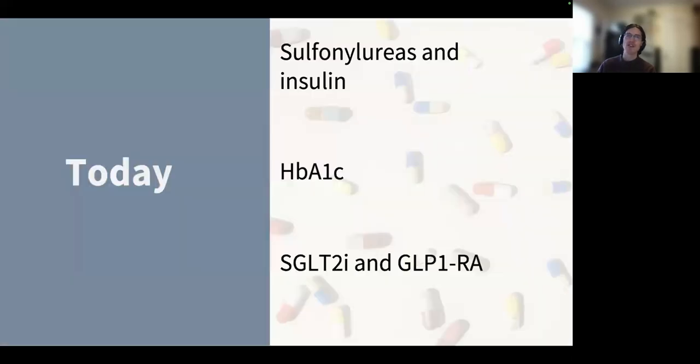I'm going to cover three main topics today. First, I'm going to look at sulfonylureas and insulin for older adults with type 2 diabetes. And then I'm going to look a little bit more closely at A1C targets among older adults. And then finally, we'll get into some of the newer diabetes drugs for older adults, which is always interesting and thought-provoking.